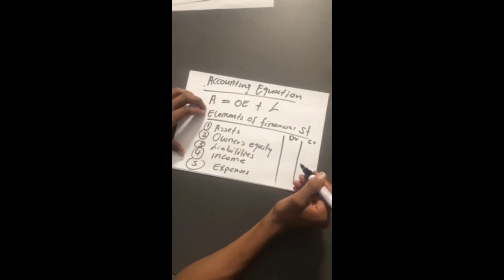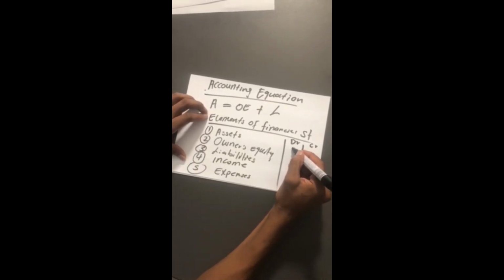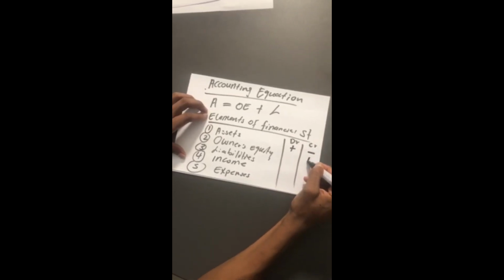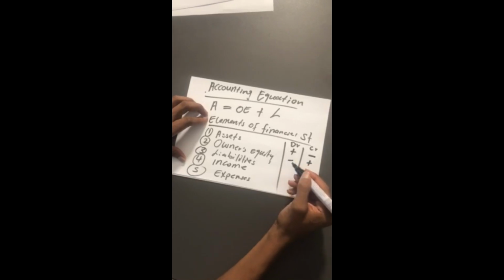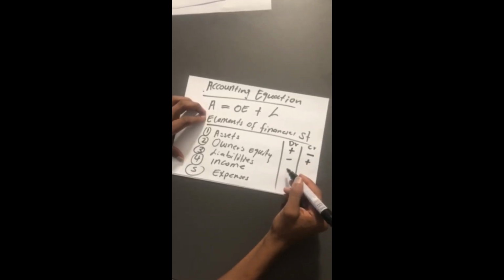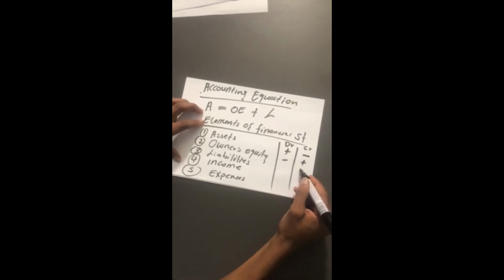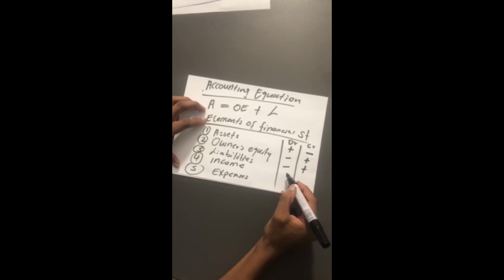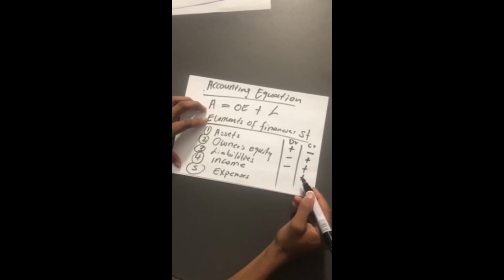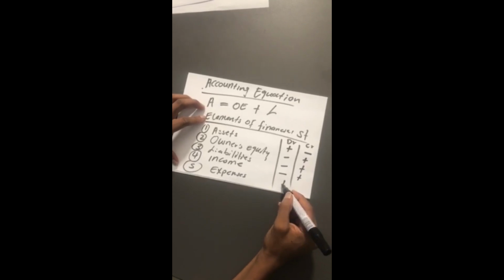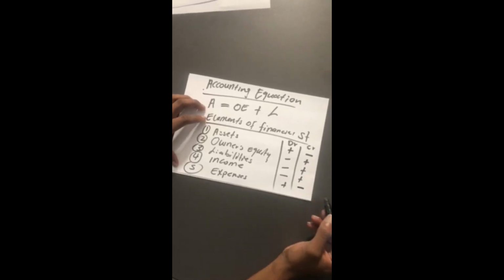So assets increase on the debit side, decrease on the credit side. And then owner's equity increases on the credit side, decreases on the debit side. Liabilities are the same as owner's equity in terms of the principle of increase and decrease. So they increase on the credit side and decrease on the debit side. And then incomes as well, they increase on the credit side and decrease on the debit side. And then expenses increase on the debit side, decrease on the credit side, right?